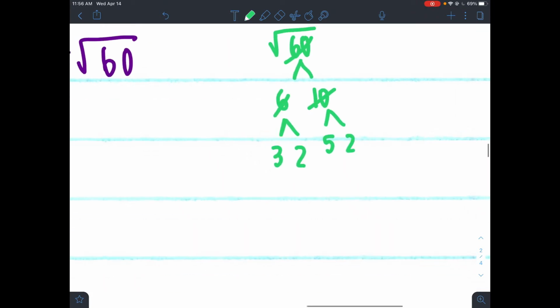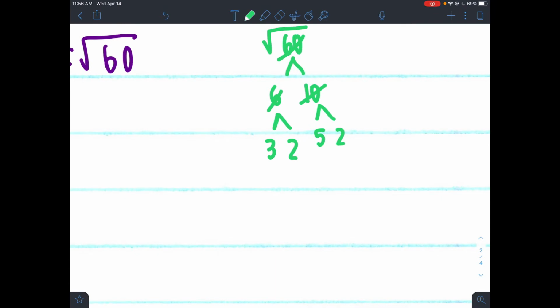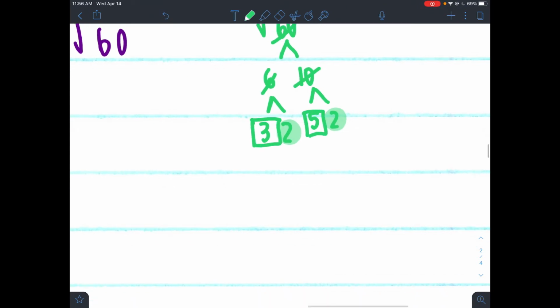Okay, so I can't keep going. So you're looking for your pairs here. I have a pair of 2s, and then 3 and 5 are not. So the 2s become a pair. They go outside the square root. And then 3 times 5 go back in the house, right? 3 times 5. So it's going to be 2 square root of 15.